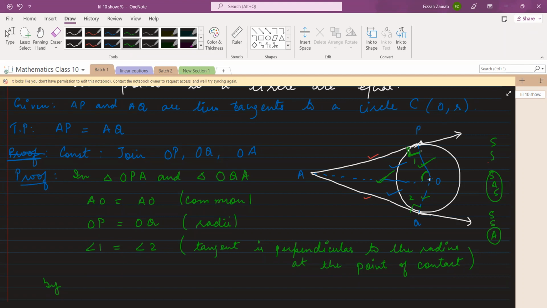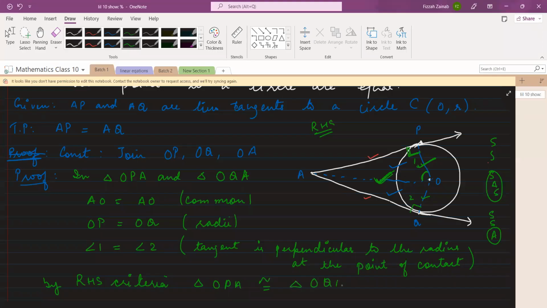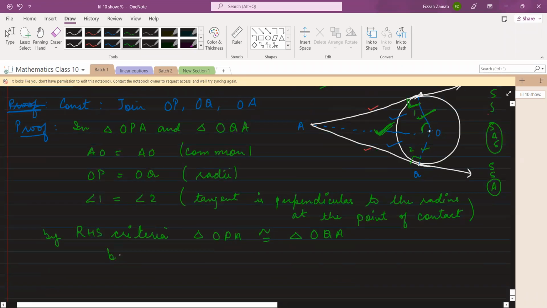Now because we have a 90-degree angle, we can think of RHS also. So one hypotenuse we have included, which is AO, and one side we have included, and 90 degrees. So we can say RHS criteria. So by RHS criteria, triangle OPA will be congruent to triangle OQA. And by CPCT, we can say AP is equal to AQ.